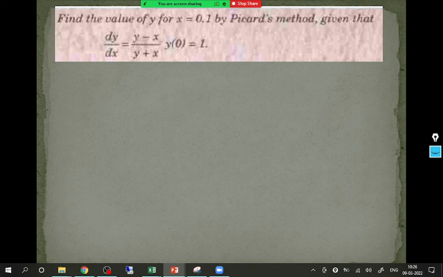So we'll start here. Start with the formula. Tell me what is the formula for y1? y1 is equal to y0 plus the integral from x0 to x of f(x, y0) dx. Not y0 plus x. Why y0 plus x always? That is for the previous question. This is the silly mistake that many students make. They think that y0 plus x is the only formula. Got it?